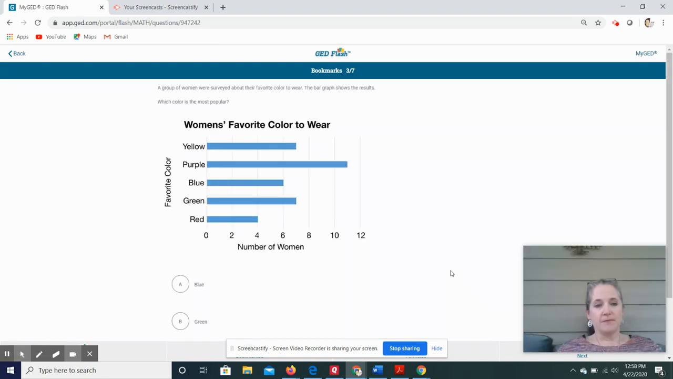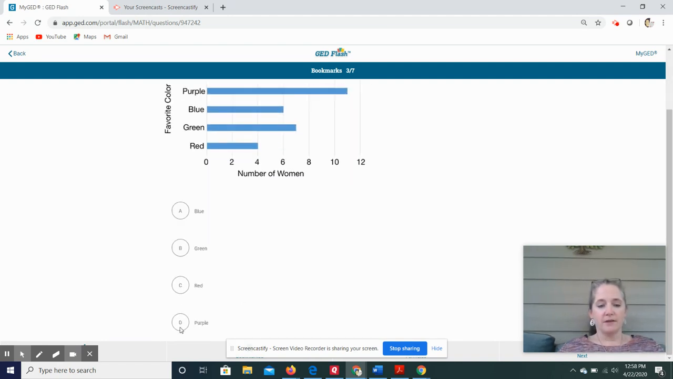Okay. Ooh, it looks like the same graph. So on this one, same thing, a group of women surveyed about their favorite color. Which color is the most popular color? I think you all can look at this and tell that purple is the most popular color on that graph. So let's go ahead and do that.